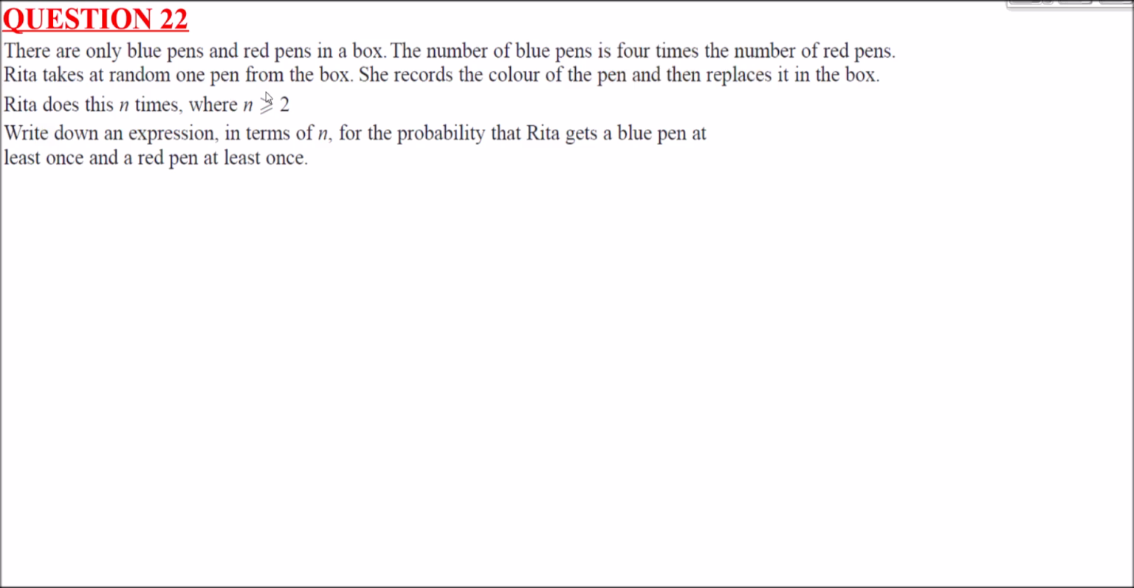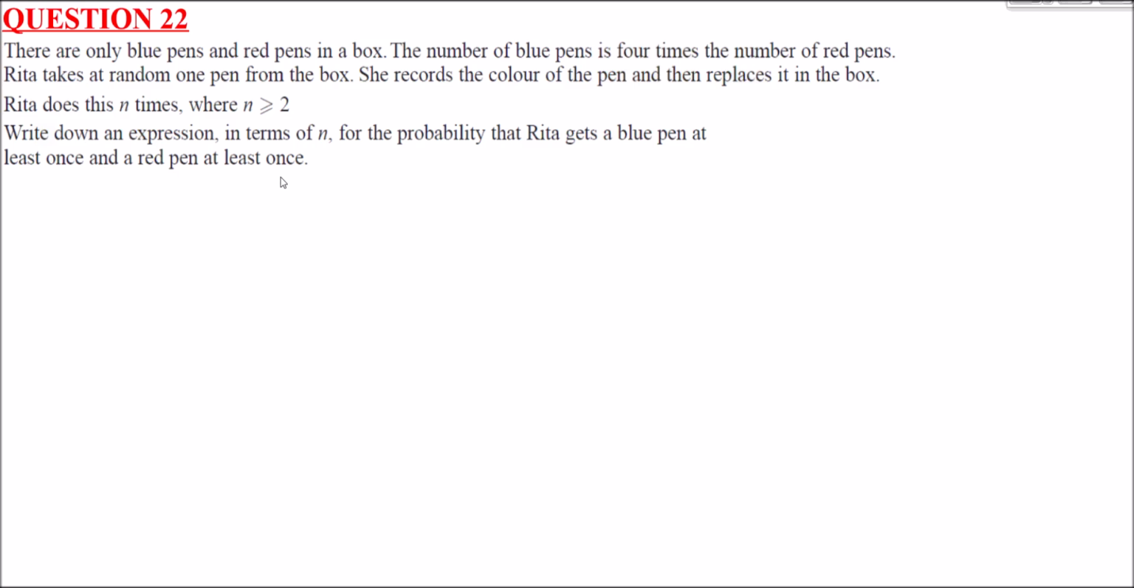Rita takes 1 pen at random from the box, she records the colour of the pen, and then she replaces it in the box. So that's really important, she puts the pen back. So probabilities aren't going to be changing from one pick to the next. She's going to pick this n times, where n is actually 2 or more. We need an expression in terms of n for the probability that Rita gets a blue pen at least once and a red pen at least once. This is really hard to even know where to begin.